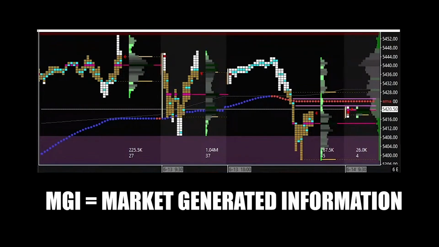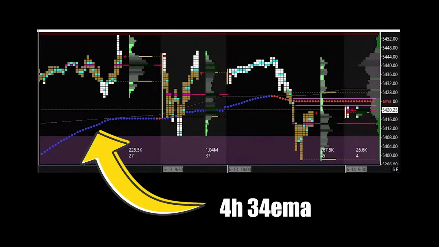Any MGI level can be a potential area of interest. These are little levels that can act as support or resistance sometimes. The blue and red dots are a 4-hour 34 EMA, or an 8,160-minute moving average.